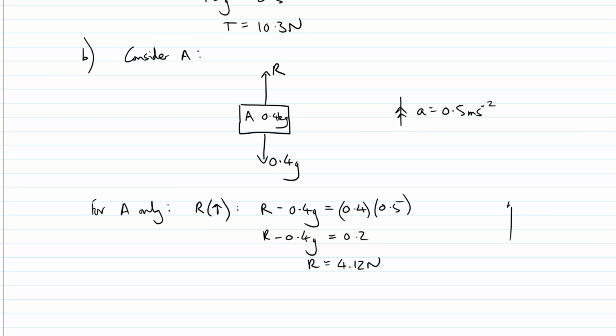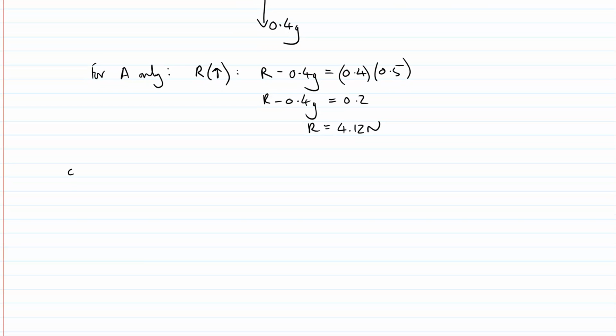Remember, if B is exerting that force on A, here's A, here's B. If B is exerting that force on A, then A must be exerting exactly the same force back down on B. And then part C. So C says find the force exerted on the mass B by the scale pan. So there's a couple of ways of looking at this.